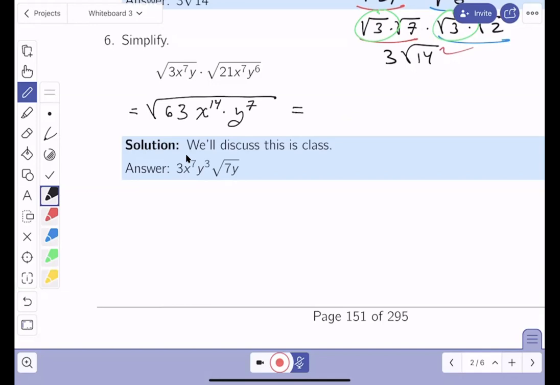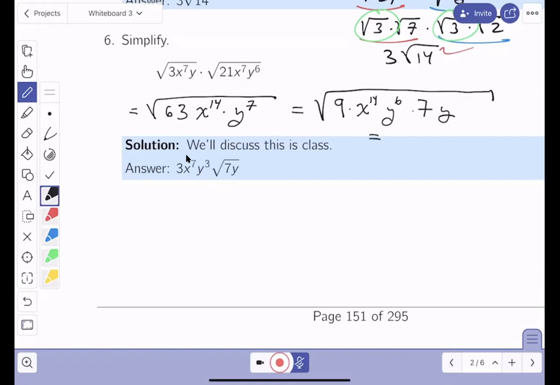I'm going to look for perfect squares now. Use the square root problem. 63 contains a 9. 9 times 7, right, is 63. 9 is a perfect square. x^14 is a perfect square. y^7 contains a perfect square. It's y^6. 9 times 7, 63, x^14, y^6 times y is y^7.